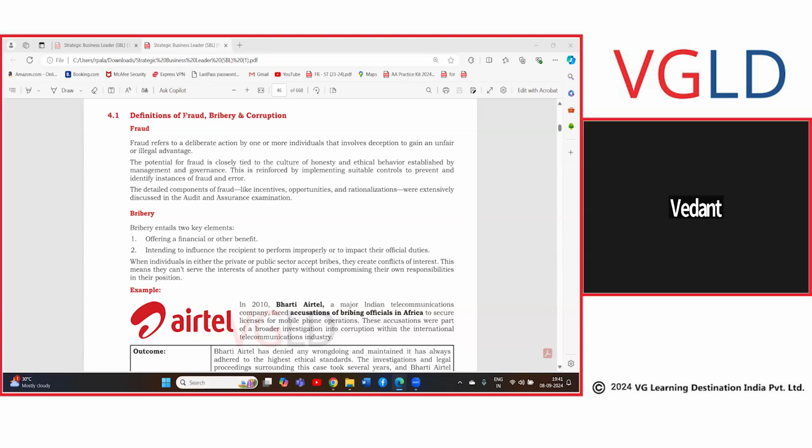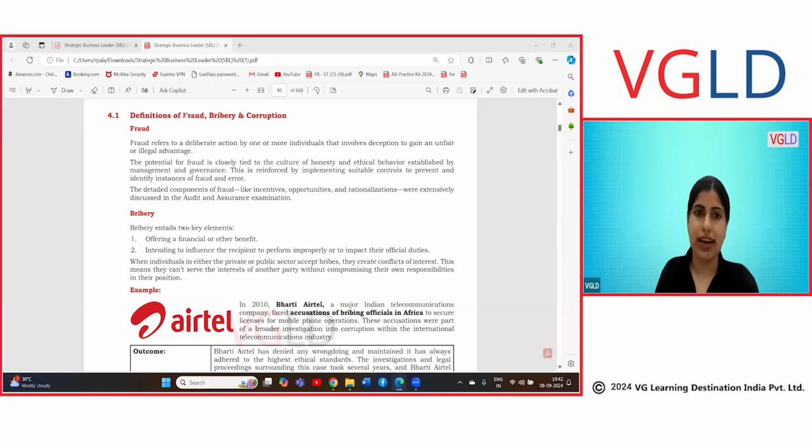Ma'am, anything that is done intentionally is fraud, and fraud can be of two types: misappropriation of assets or fraudulent financial reporting. Correct. And next, what is bribery? Bribery is a form of corruption. Correct. Yes, bribery is a form of corruption.